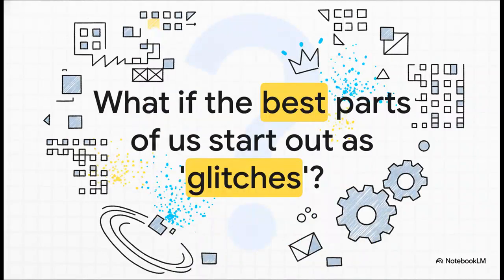And that kind of leaves us with one last thing to think about. The whole story celebrates a glitch as something amazing. It makes you wonder, what if the best parts of us, the most unique and powerful things about who we are, are the things that don't quite fit the system? What if they all start out as our own unexpected glitches?